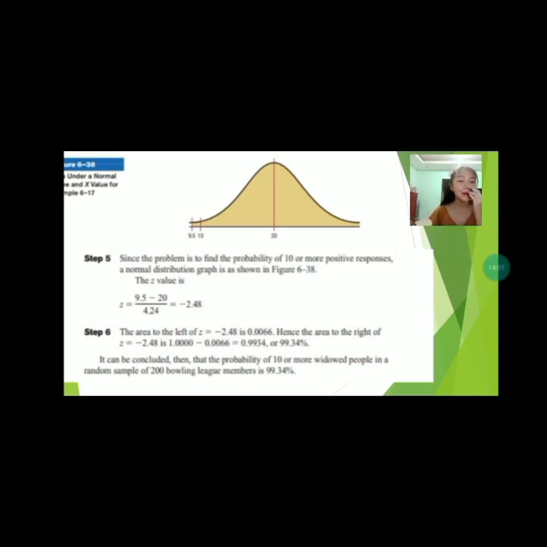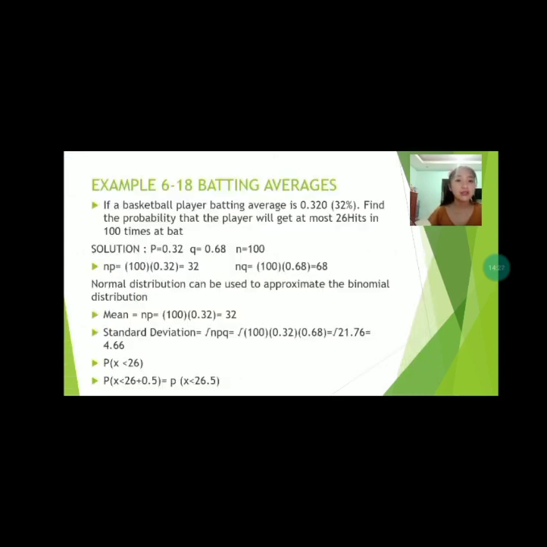We use 4 decimal places, so this is 99.34%. So it can be concluded that the probability of 10 or more widowed people in a random sample of 200 bowling league members is 99.34%.